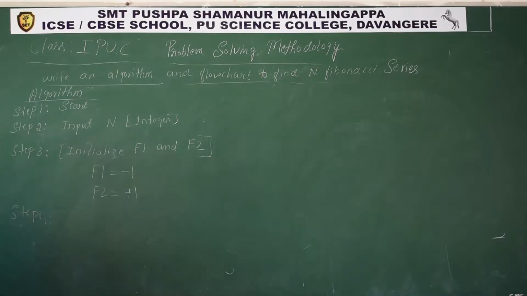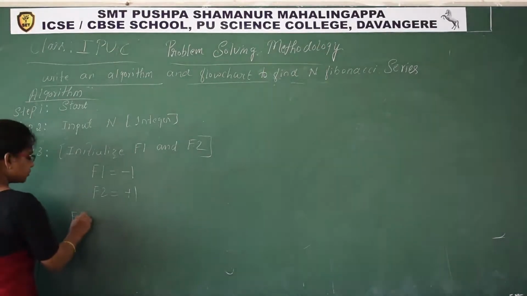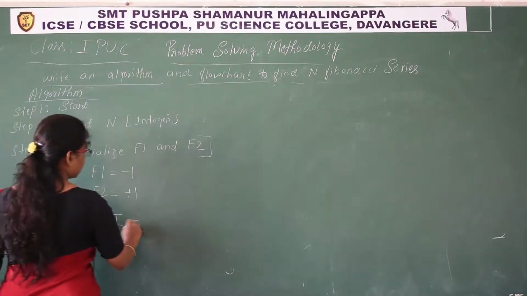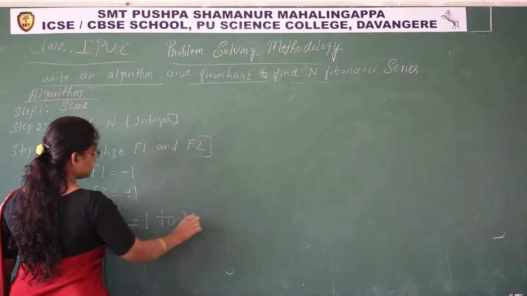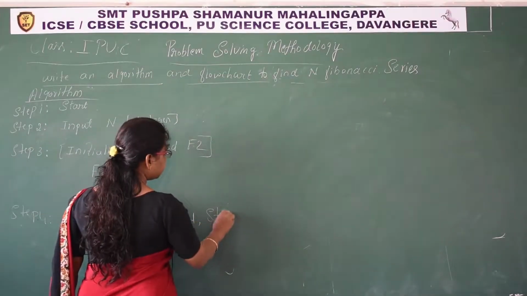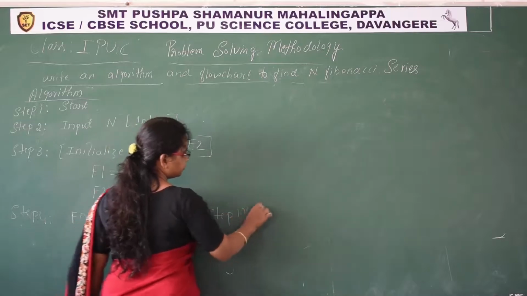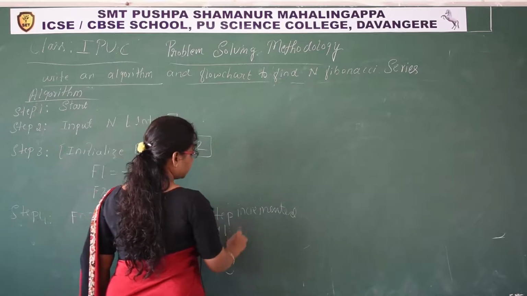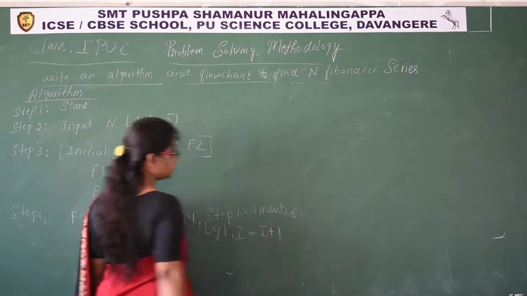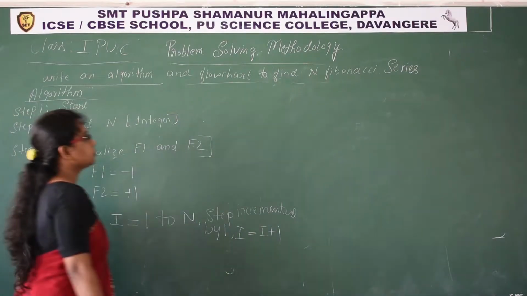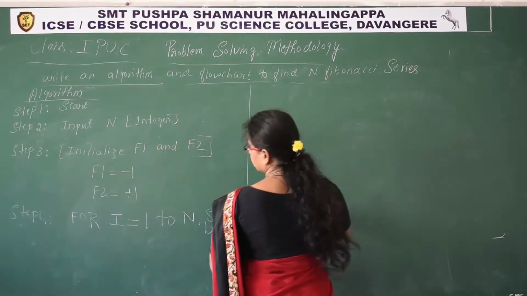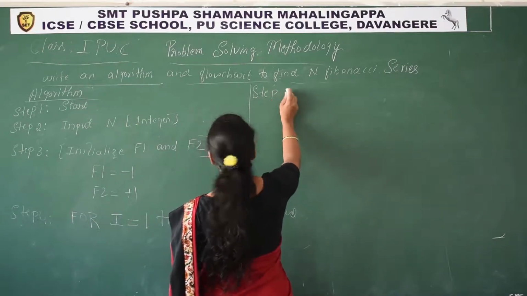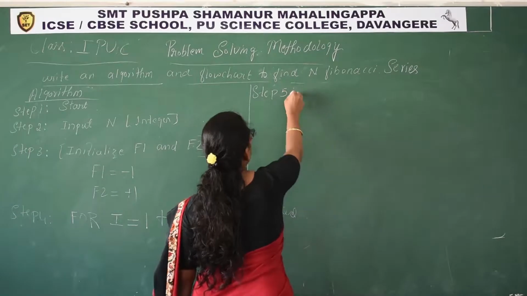Step 4. Now let us generate the series using for loop. For I is equal to 1 to n, step incremented by 1, I is equal to I plus 1. Now looping statement, block of the loop. Step 5, this is the body.